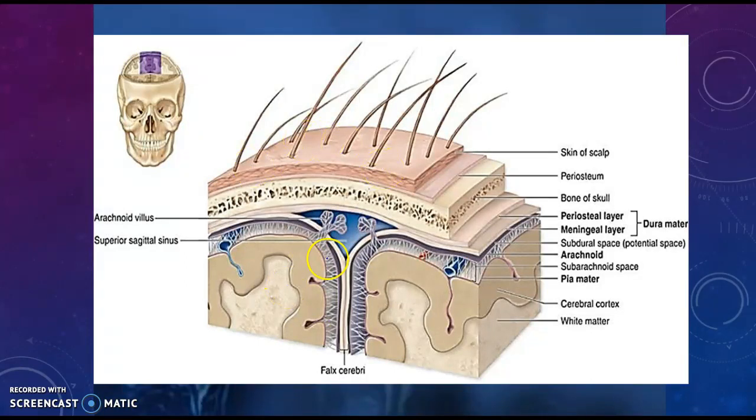So if we look here, it goes through all your layers. You have your skin, then you have your bone, then you're going to have your dura mater, your arachnoid mater, and then your pia mater, which is actually going to be touching the cerebral cortex. And you can see, here's your arachnoid mater. It totally does look like a spider web.